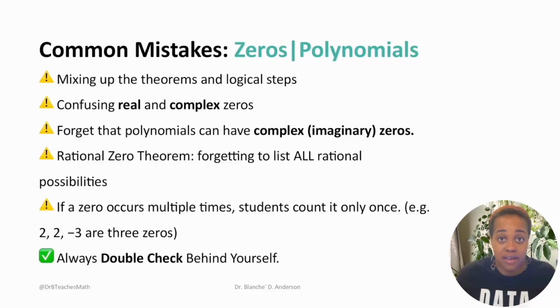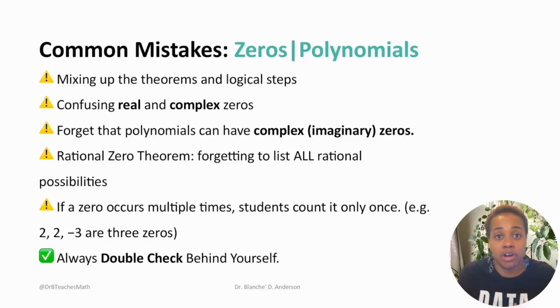And don't forget, you can have imaginaries. Imaginary zeros come in pairs. The rational zero theorem, list all of them. You can have a lot of them. List all of them, but if you've done the work up front, you can figure out which ones you don't even need to do the synthetic division on, because I don't want you doing synthetic division 50 times. You're going to be mad at me.